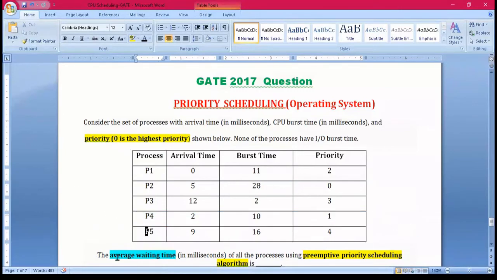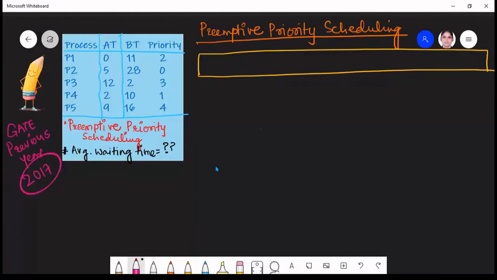So what we need to find out is the average waiting time of all the processes by following the preemptive priority scheduling algorithm. Now let's do the numerical. This is the given question that we have, and first of all we have to draw the Gantt chart of this.